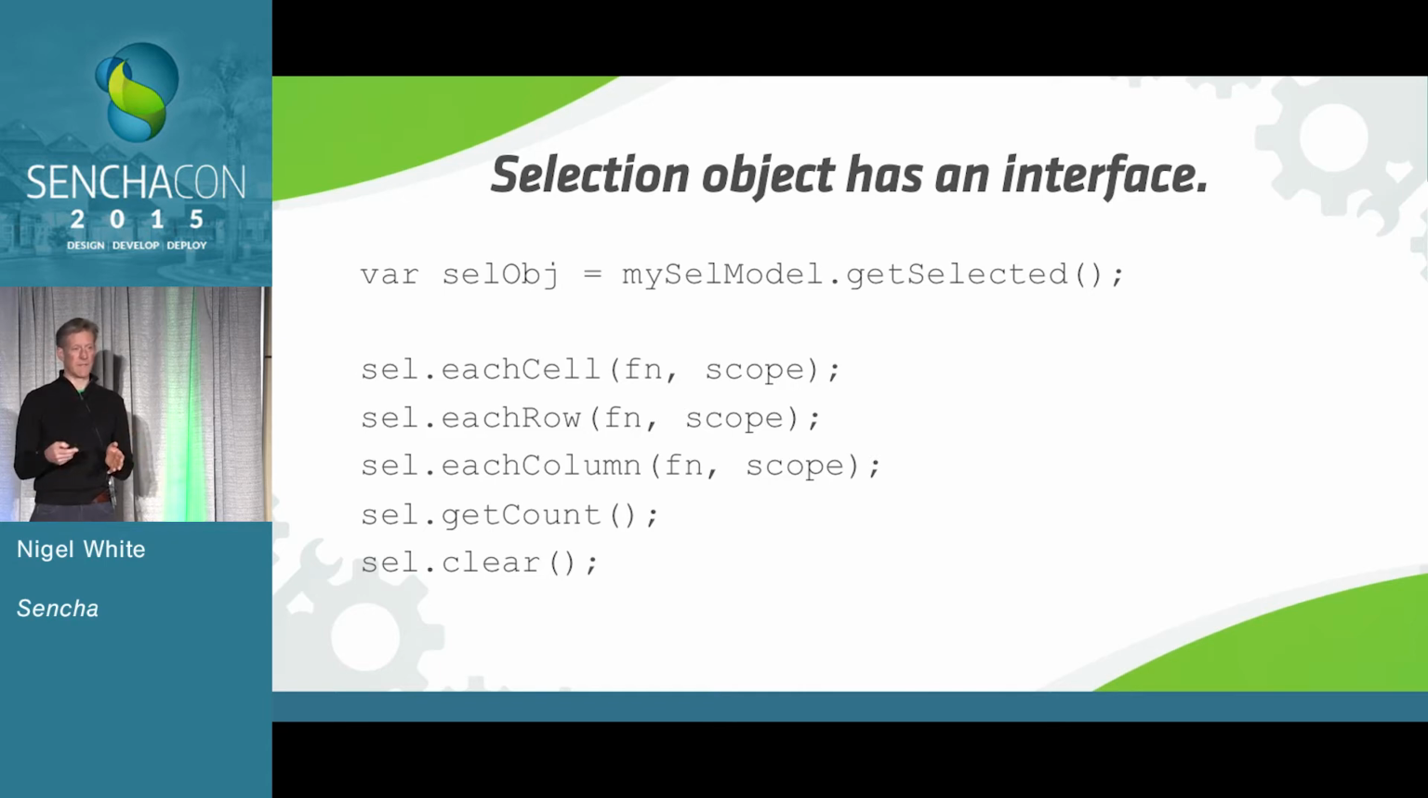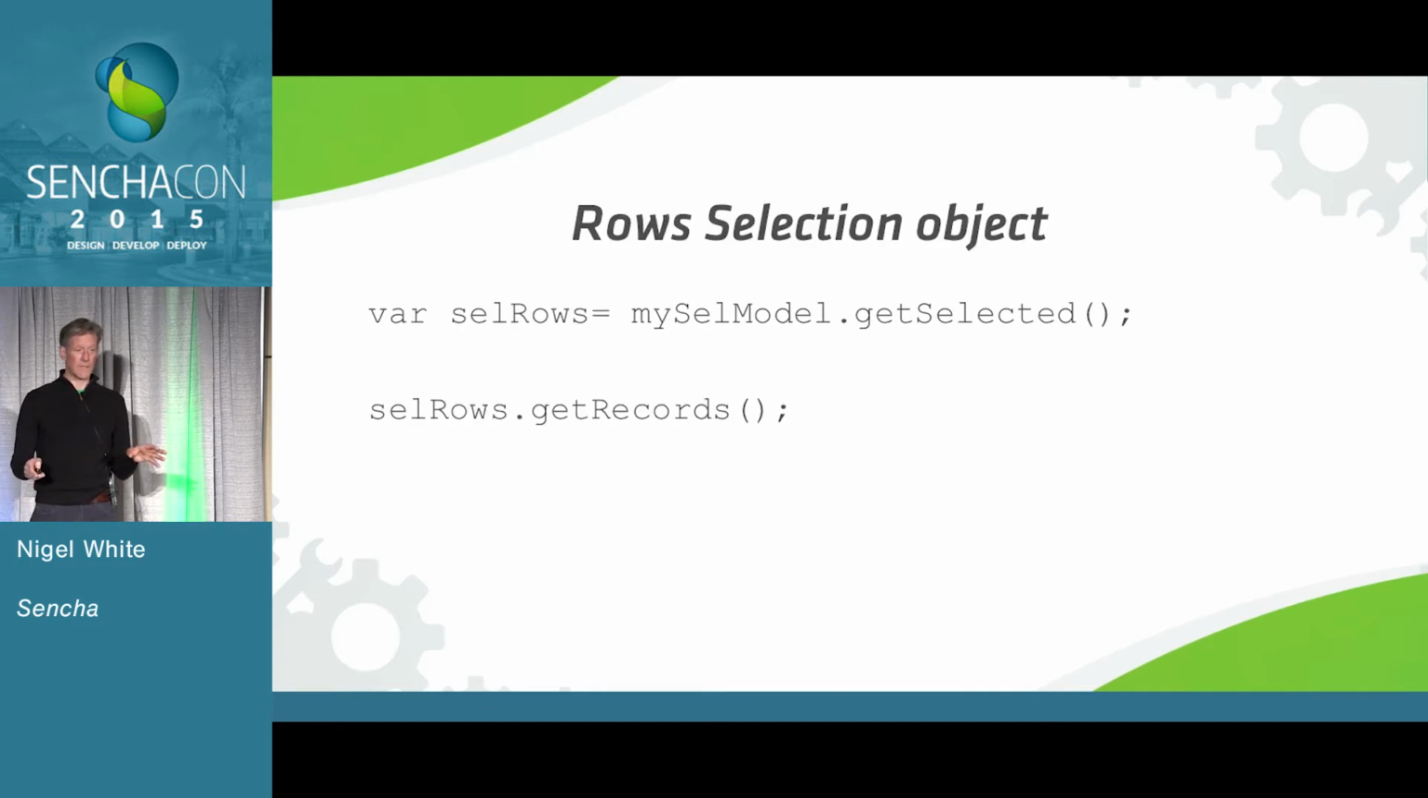The standard format, you pass it the function and the function scope, which you want it to execute in. They all have a getCount method, which returns a count of whichever entities they're holding, cells, rows, or columns, and there's a clear method, which clears down the selection. They have their own separate interfaces as well, but this is common to all three selection types. So if you get a row selection object, you can always call getRecords on it, and that will return all the records you've selected.